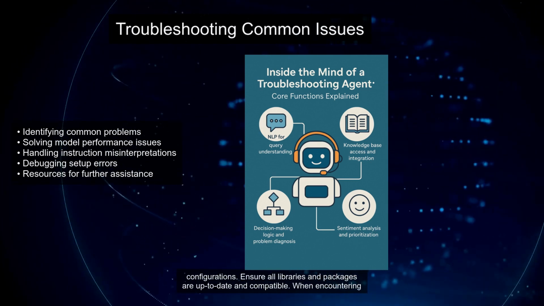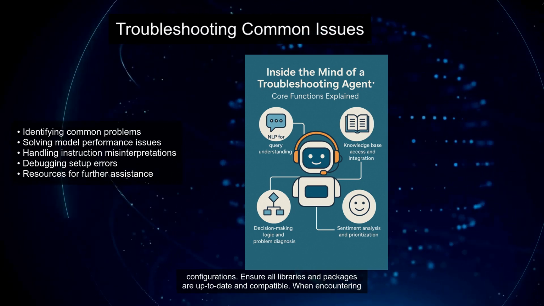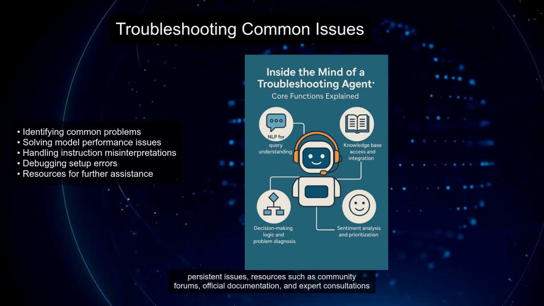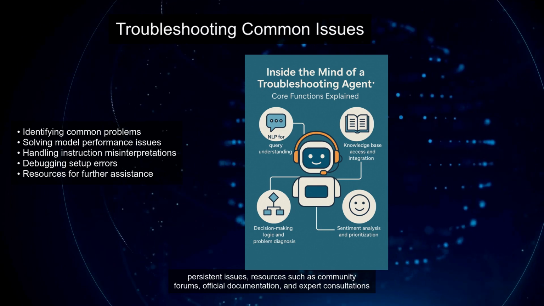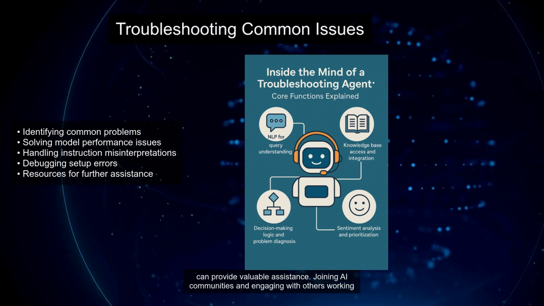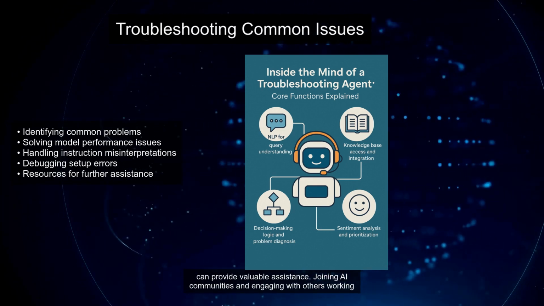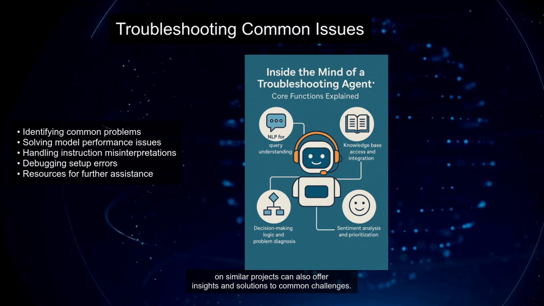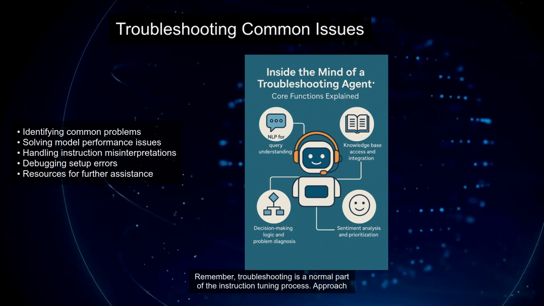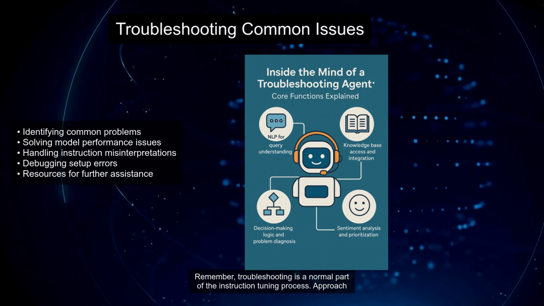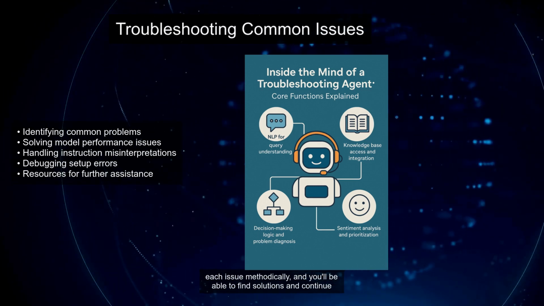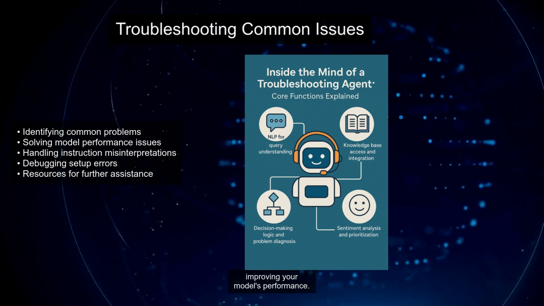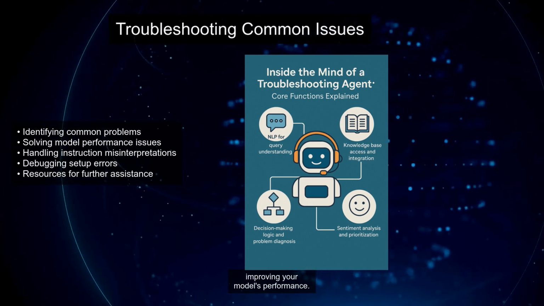Debugging setup errors often involves checking software dependencies and configurations. Ensure all libraries and packages are up to date and compatible. When encountering persistent issues, resources such as community forums, official documentation, and expert consultations can provide valuable assistance. Joining AI communities and engaging with others working on similar projects can also offer insights and solutions to common challenges. Remember, troubleshooting is a normal part of the instruction tuning process. Approach each issue methodically, and you'll be able to find solutions and continue improving your model's performance.